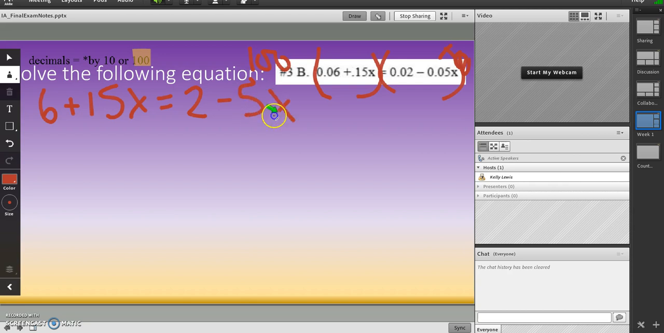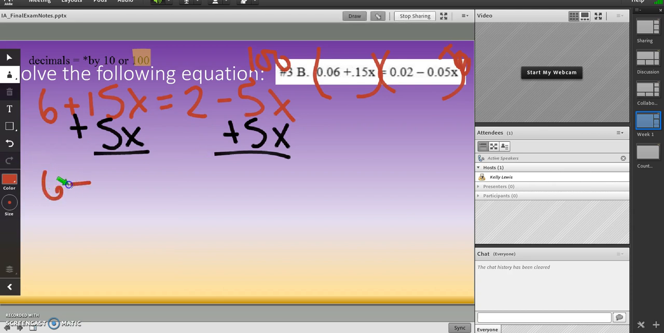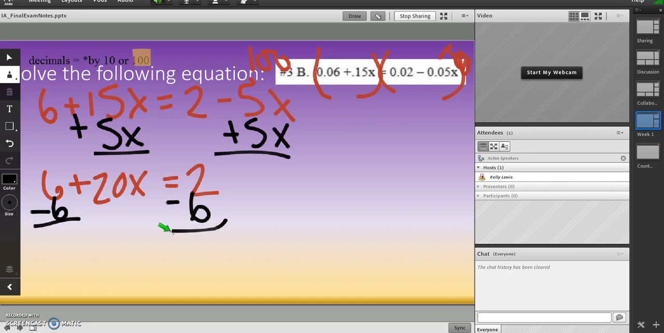All right, then I like my letters on the left, so I'm going to add 5x to both sides because you do the opposite operation. So I get 6 plus 20x equals 2. And then you just subtract this 6, opposite operations. And so this cancels to give me 0. That cancels to give me 0.